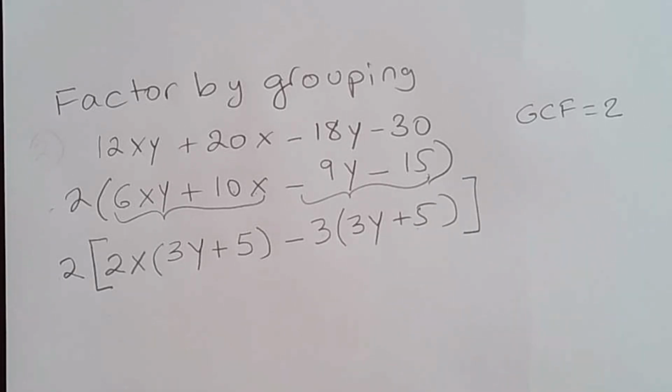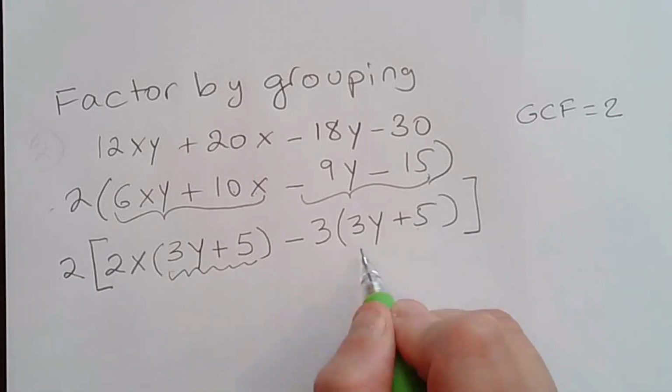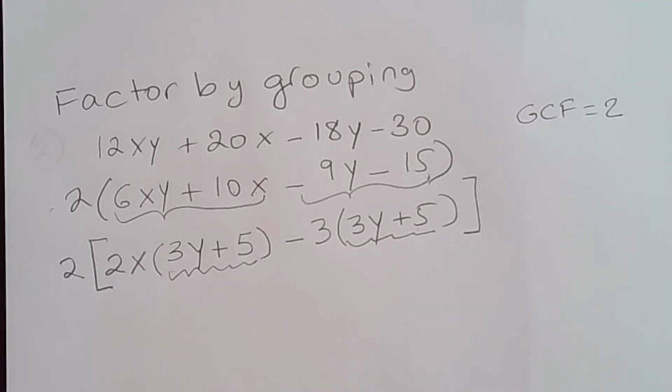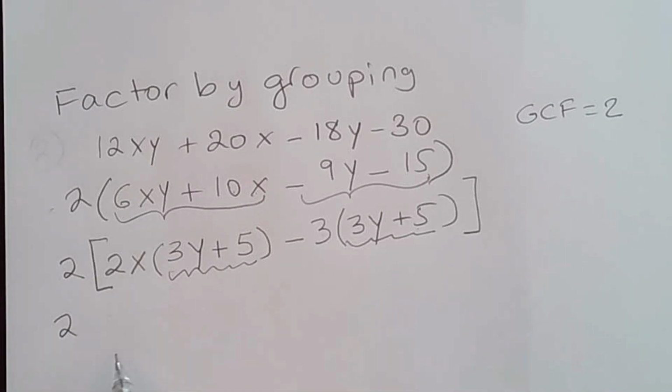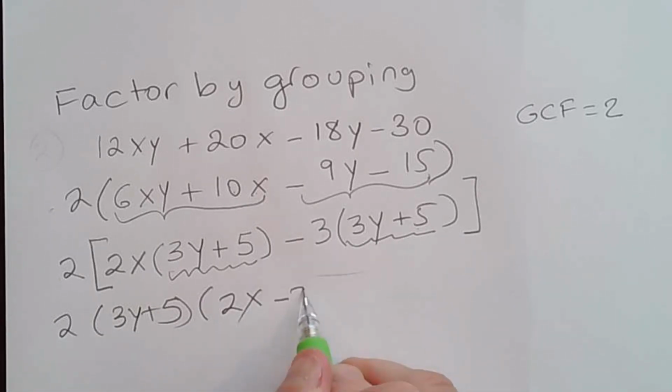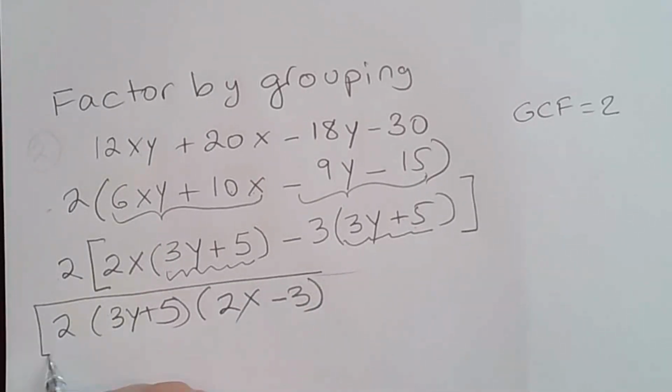Now looking at our example, you notice that we have a common factor, which is 3y plus 5. Okay, so now we can factor out the common factor. Don't forget the 2 here. Factoring out 3y plus 5 from the first term, we would be left with 2x. From the second term, we would be left with negative 3. So we just factored by grouping our example.